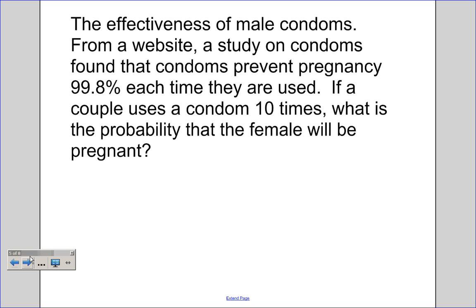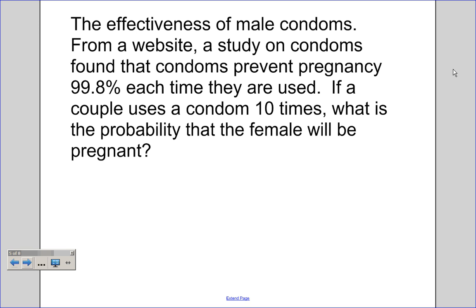All right, now we get into some controversial issues. Condoms. I don't know how controversial it is, but in the effectiveness of male condoms. From a website, a study on condoms found that condoms are 99.8% effective at preventing pregnancy each time they are used. Sounds like a pretty high percentage. If a couple uses a condom 10 times, what is the probability that a female will be pregnant?